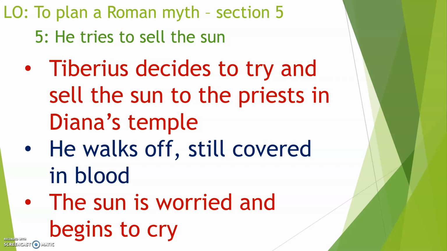So Tiberius decides to try and sell the son to the priest in Diana's temple. He walks off to go and find them, but he's still covered in blood. The son is worried and he begins to cry. Okay, so we've got him here, same thing. He's trying to sell the son. He can't say it to anyone. He goes off to find some priests in Diana's temple. He's going off covered in blood, and the son begins to cry.